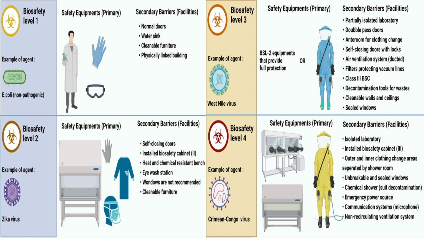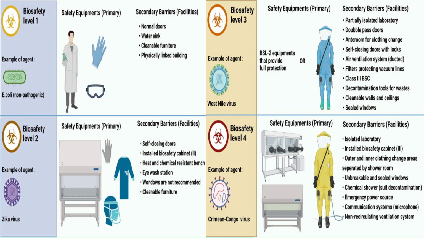And this is very important basic knowledge before entering into any lab, because every lab is categorized into one of these four biosafety levels. One is a preliminary or primary lab level, where safety equipment is required but not over the top. And then secondary barriers are also normal, like normal doors, a water sink and all.